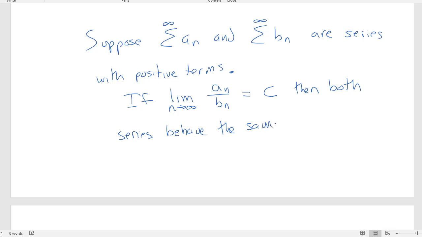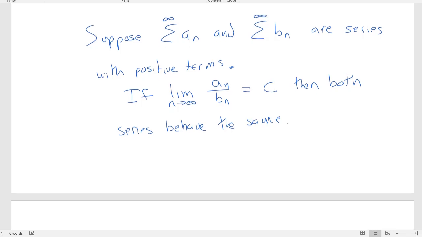So again, if my hunch b sub n is convergent, and I build the limit of this ratio and it turns out to be finite, then my a sub n also converges. And if my hunch b sub n is divergent, I build the limit of this ratio, and it turns out to be a finite limit, then the series I'm testing, a sub n, also diverges. I'm going to come back in a minute and talk about why this is the way that it is, but let's look at an example.